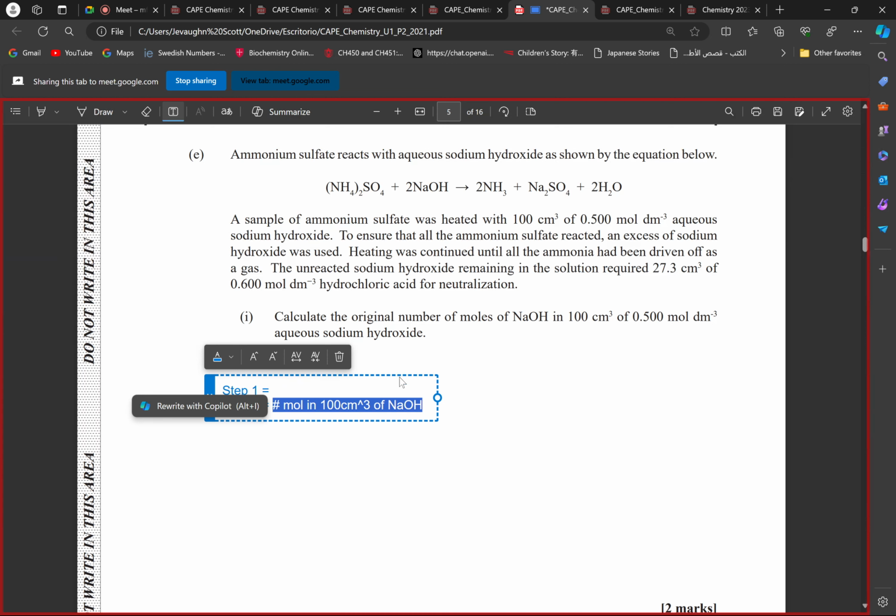Sir, I think it's only 2 marks. I think all you have to do is convert from the dm cubed to the 100 cm cubed, because that's literally how many moles there are in the 100 cm cubed. And plus it says the original number of moles, not the amount of moles that was used. So just use moles equals concentration times volume. So the 100 cm cubed and the 0.5 concentration. Alright, so to convert cm cubed to dm cubed.